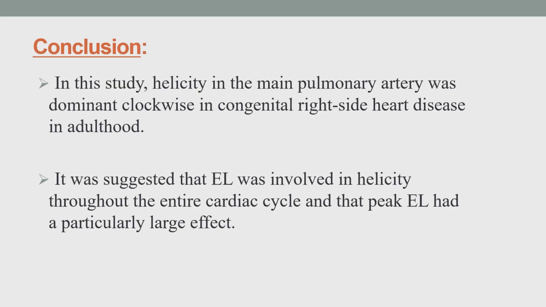In conclusion, in this study, helicity in the main pulmonary artery was dominant clockwise in congenital right side heart disease in adulthood. It was suggested that energy loss was involved in helicity throughout the entire cardiac cycle, and that peak energy loss had a particularly large effect.